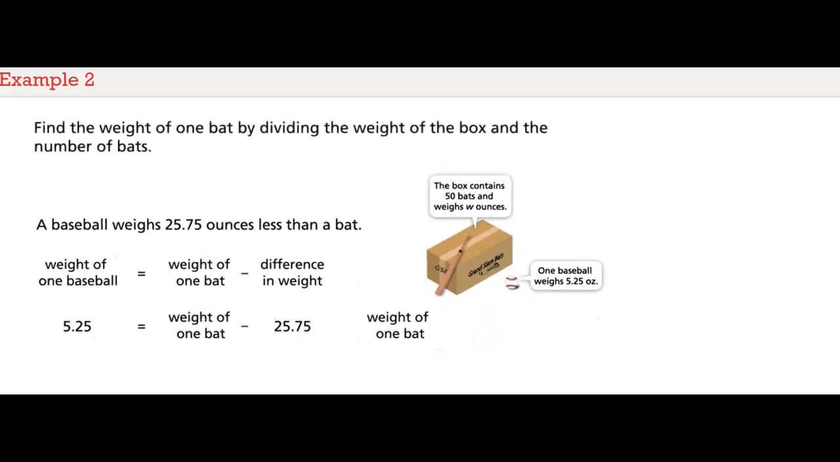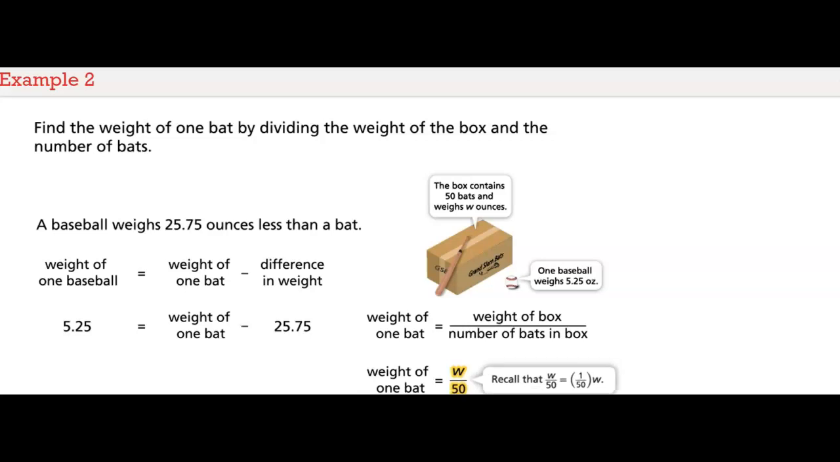To find the weight of one bat, divide the weight of the box by the number of bats in the box. The weight of the box is the variable W, and the box contains 50 bats. So the weight of one bat is equal to W divided by 50. Recall that W divided by 50 is equal to 1/50 times W.